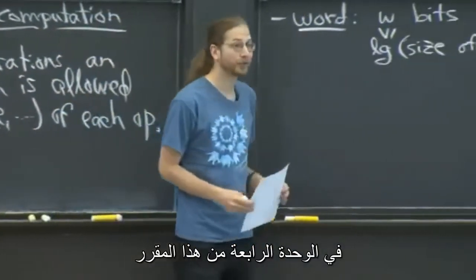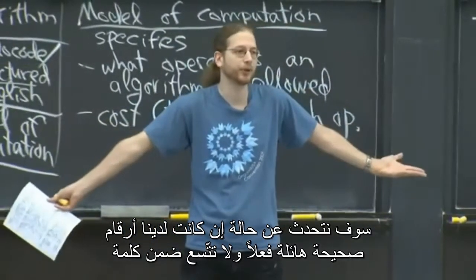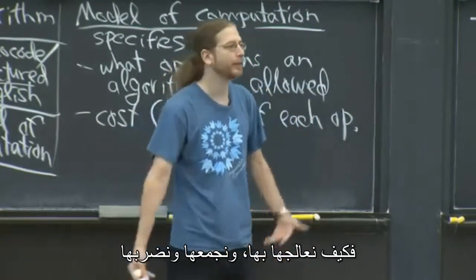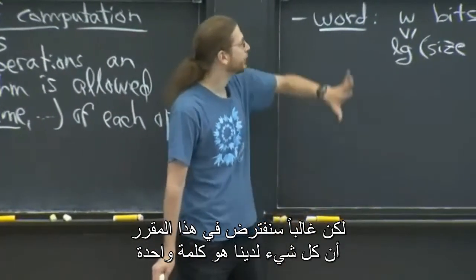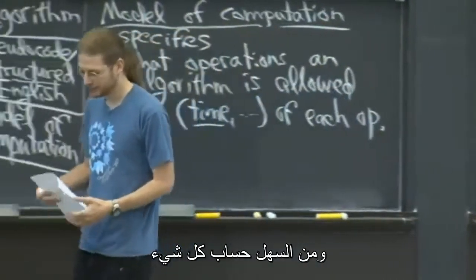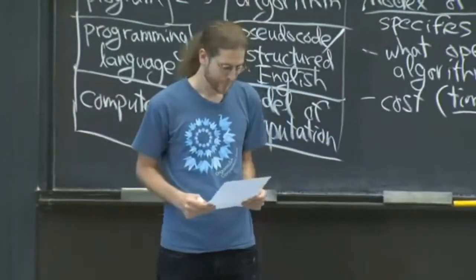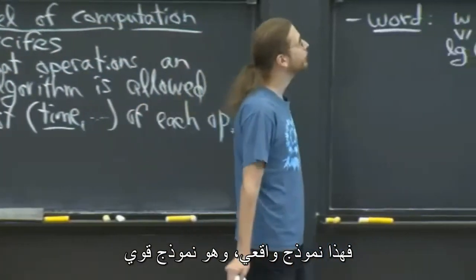In Unit 4 of this class, we're going to talk about what if we have really giant integers that don't fit in a word. How do we manipulate them? How do we add them, multiply them? So that's another topic. But most of this class, we'll just assume everything we're given is one word, and it's easy to compute on. All right, so this is a realistic model, more or less, and it's a powerful one.